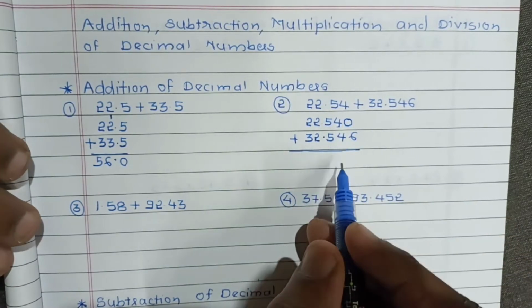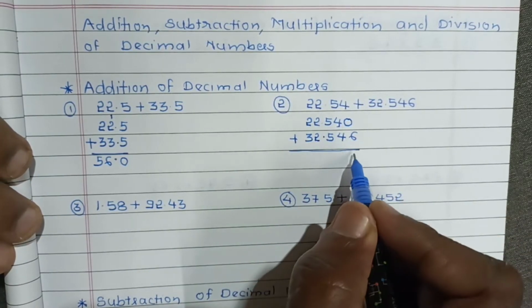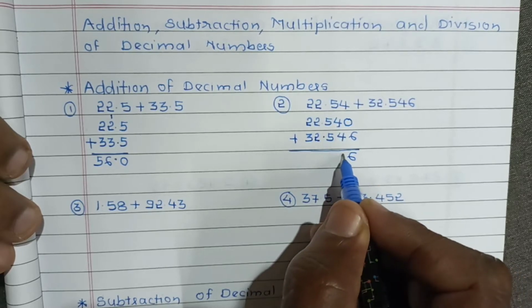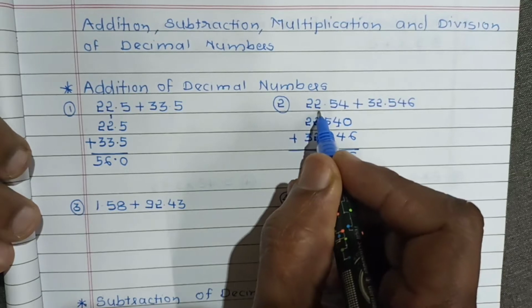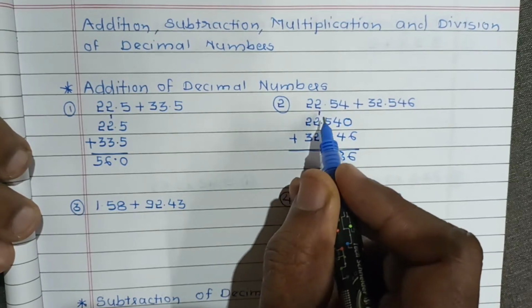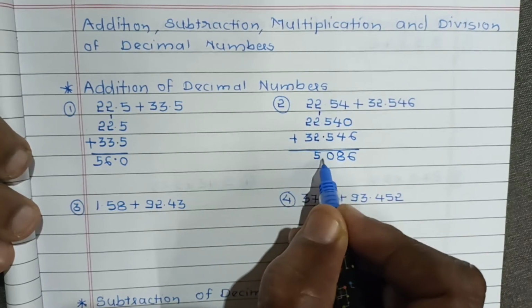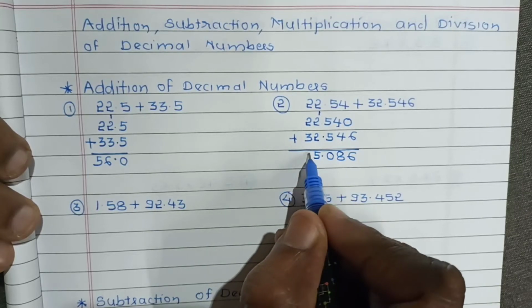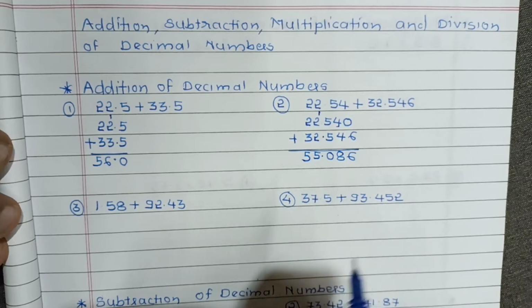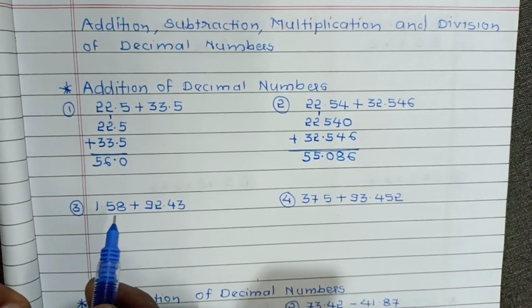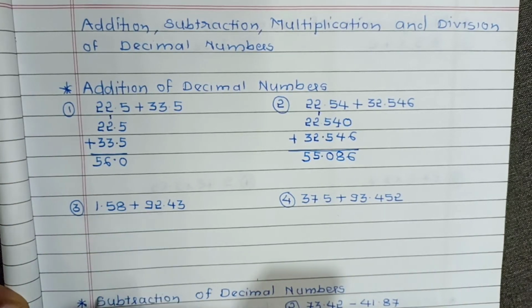Now you have to do the addition. So 0 plus 6 is 6. 4 plus 4 is 8. 5 plus 5 is 10. 1 you have to carry. 2 plus 2 is 4. 4 plus 1 is 5. So this is decimal point and 2 plus 3 is 5. So final answer is 55.086.